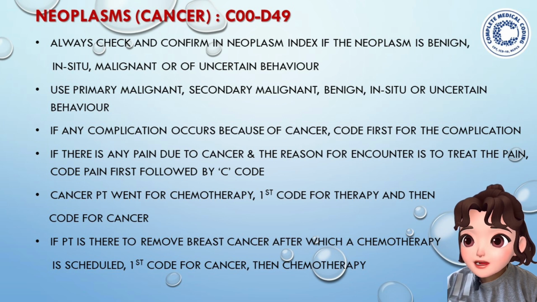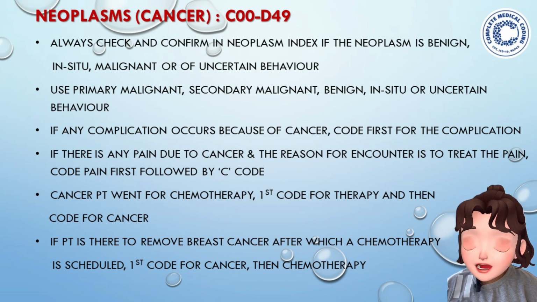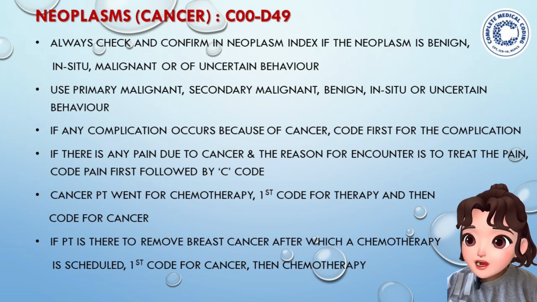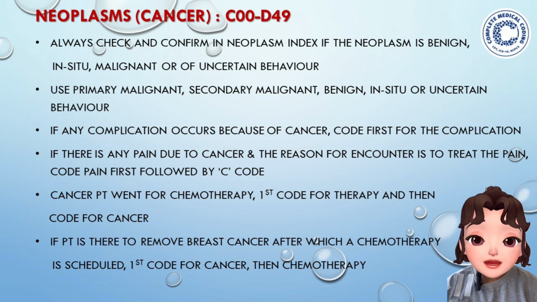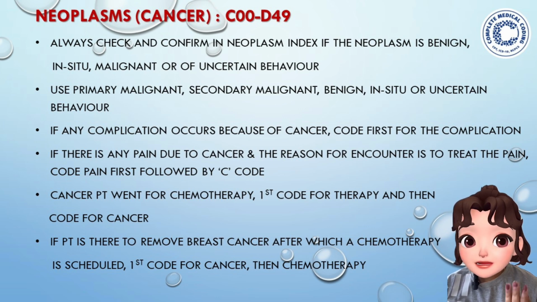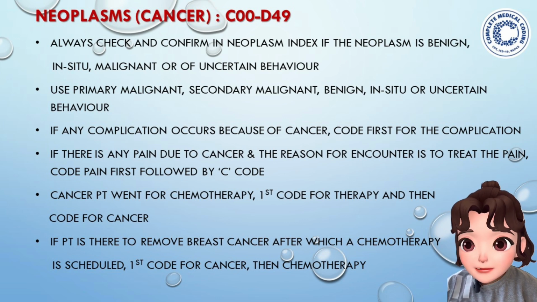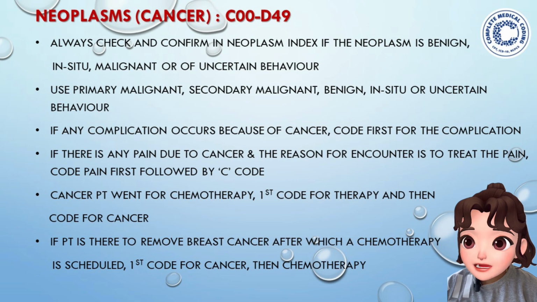If any complication occurs because of cancer, code first for the complication. If there is any complication, you should not code cancer first, you should always code the complication followed by the cancer code. If there is any pain due to cancer and the reason for the encounter is to treat the pain, not to treat the cancer, then you should first code the pain code, followed by the C code.